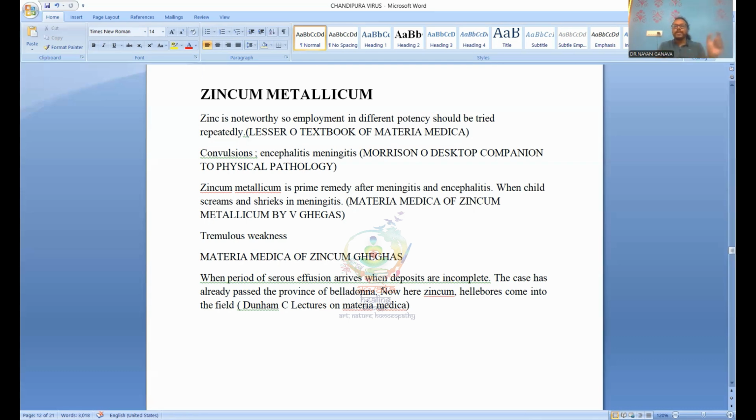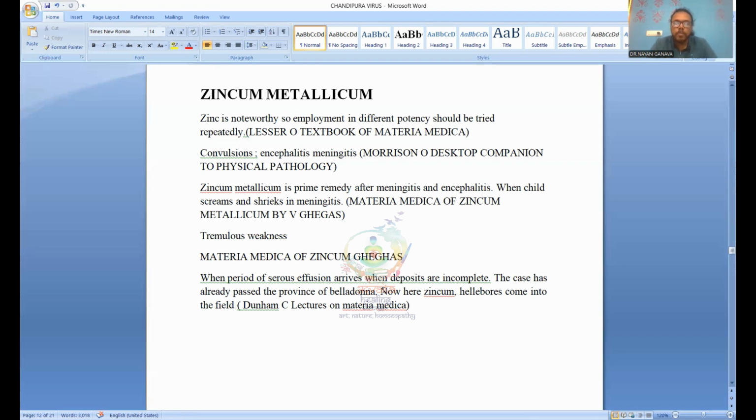So if there is a fever, after that there is a meningeal irritation which causes vomiting, and if the child screams and shrieks, that is the indication of prescribing Zincum met. Tremulous weakness will be there.